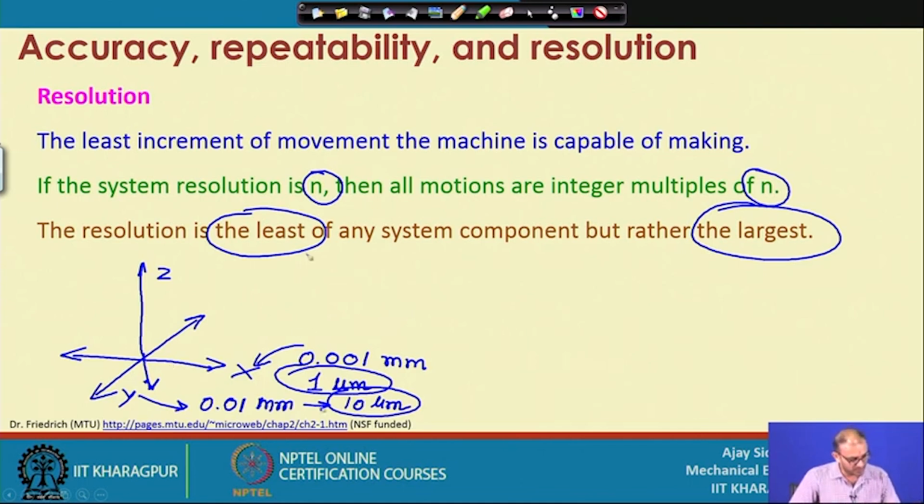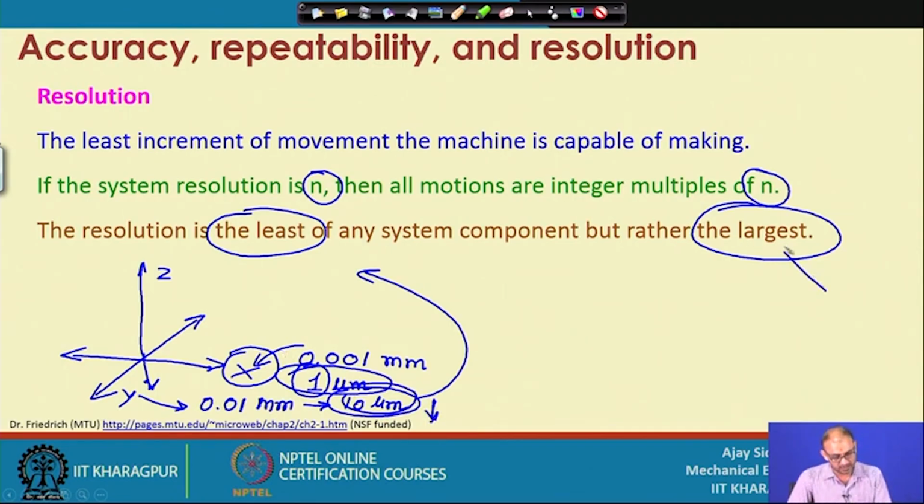So, for this particular case we can tell the resolution is 10 microns, even though one of the axes has 1 micron resolution, because that is achievable at one location only, while the other axis gives a somewhat larger resolution. Larger resolution means a higher value, which means it is in a worse condition compared to the first one. So, you have to select the one giving the largest value of resolution, and that is the resolution of the system.